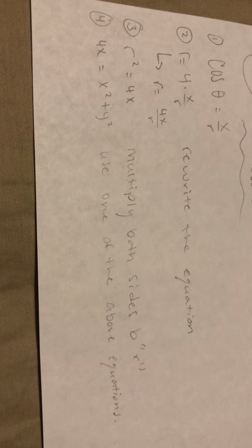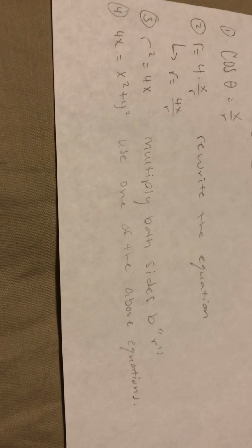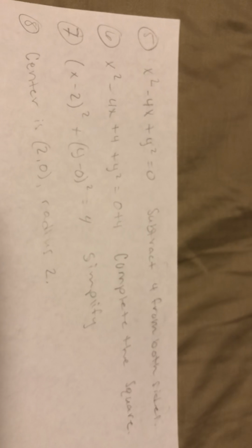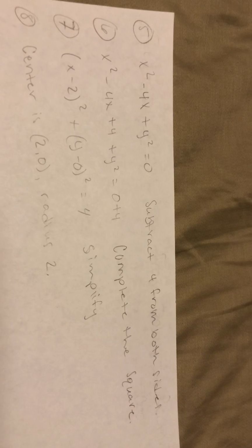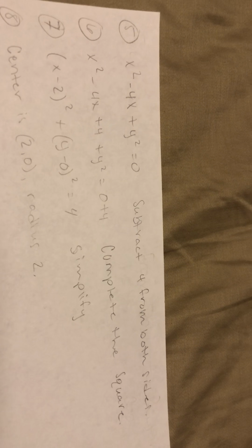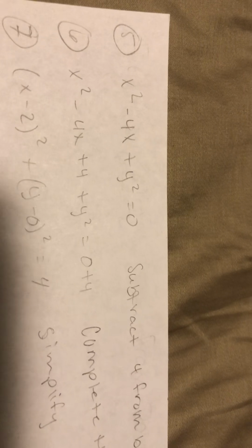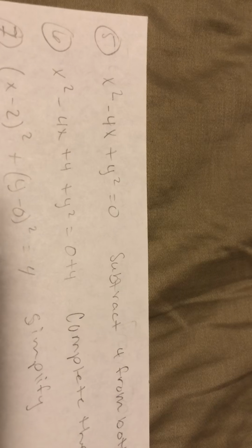We now use the r squared equals x squared plus y squared equation where we have 4x equals x squared plus y squared. So after this, we then subtract the 4x from both sides, giving us 0 equals x squared minus 4x plus y squared. And then in order to get the coordinates, we have to complete the square.